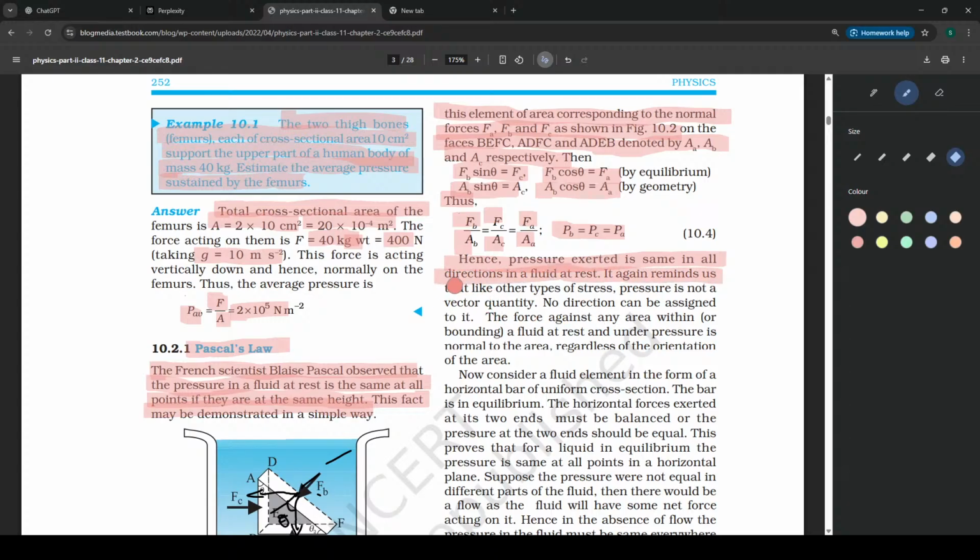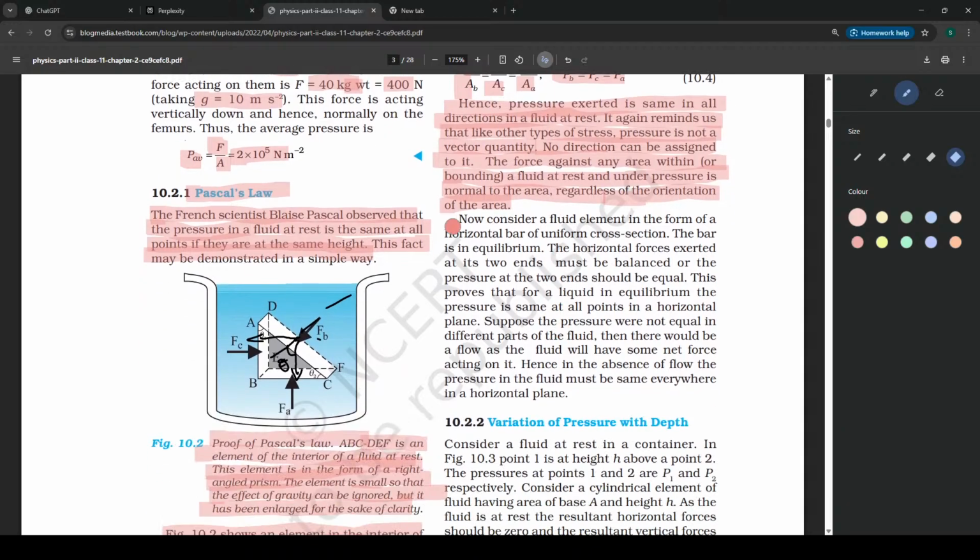It again reminds us that, like other types of stress, pressure is not a vector quantity. No direction can be assigned to it. The force against any area within or bounding a fluid at rest and under pressure is normal to the area regardless of the orientation of the area. Now consider a fluid element in the form of a horizontal bar of uniform cross section. The bar is in equilibrium. The horizontal force exerted at its two ends must be balanced, or the pressure at the two ends should be equal.